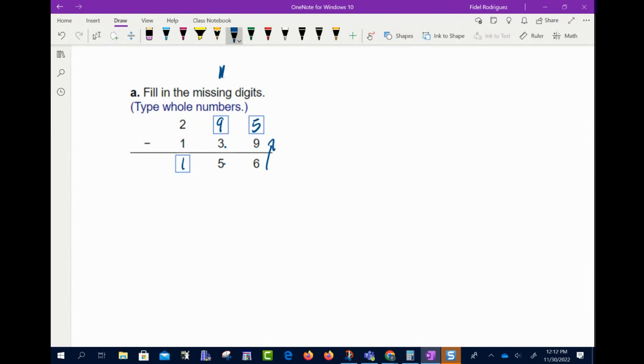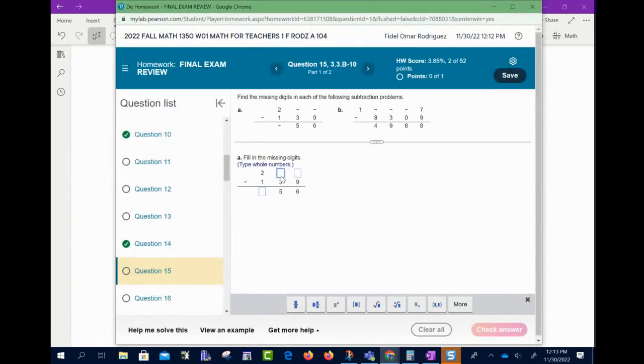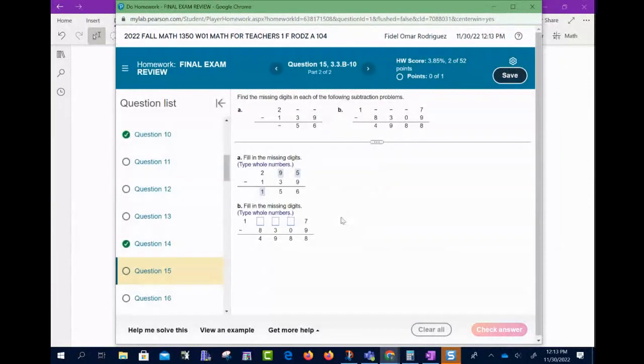And so 295 minus 139 should give me 156, right? So let's go ahead and fill those numbers in and check our answers. So we're going to put a 9 right here, is what we said, and we had a 5 over here, and I believe we had a 1 right there, and I'll check it. And hey, we got that part, okay?